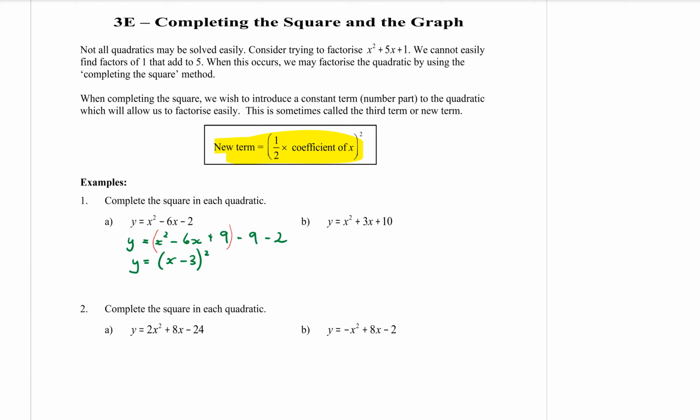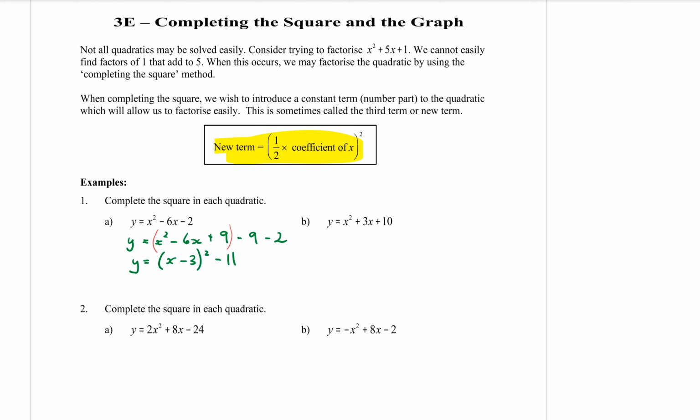Then I still have that minus 9 minus 2, which will make negative 11. Now that's all I need to do for this question. I was just practicing making a perfect square and putting it into this form. That now is in turning point form, which means there are so many more things that I could do with that. I could find my turning point, I could sketch the parabola and find intercepts and do all sorts of lovely things. But we just wanted to practice using completing the square first before we get into that stuff, all right? So let's practice it again.